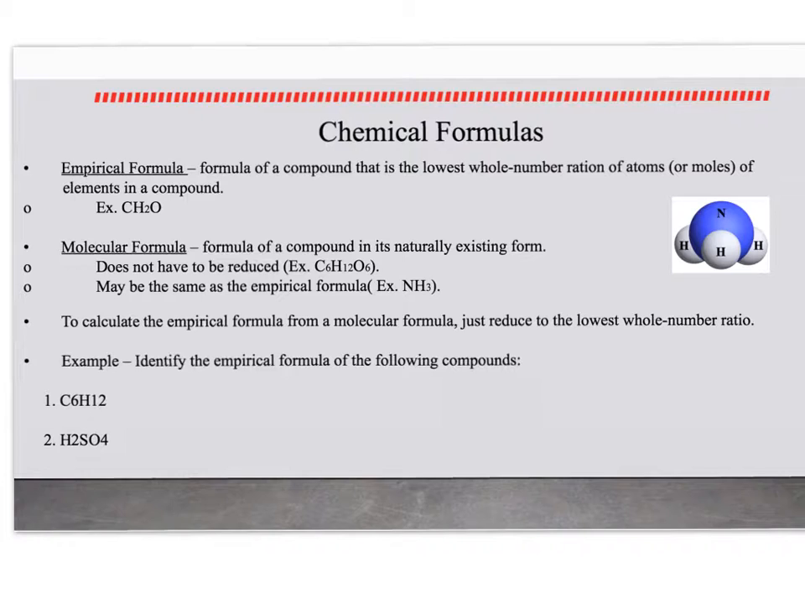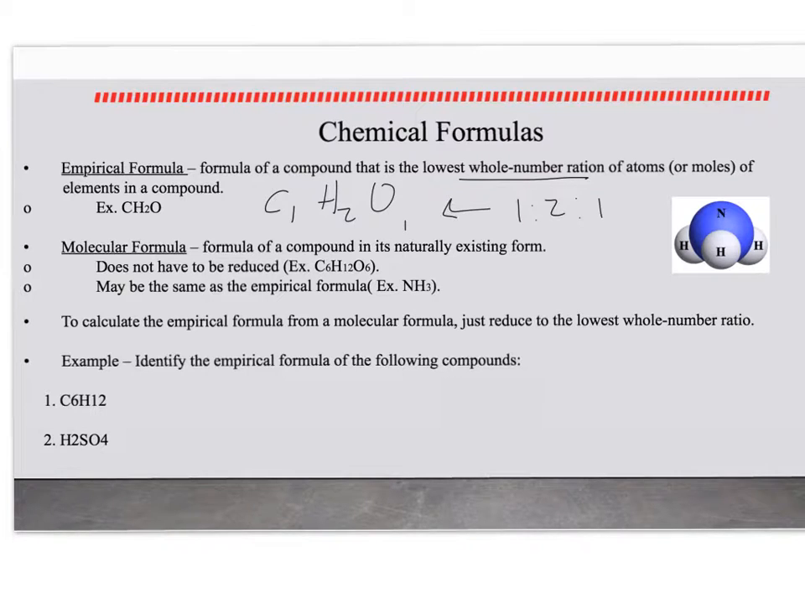So there are 2 different formulas that we can use to describe the chemical formula. The first one is known as an empirical formula. This is the formula of a compound that is the lowest whole number ratio of atoms or moles of elements in a compound. So looking at CH2O, the subscripts are 1 for the carbon, 2 for the hydrogen, and 1 for the oxygen. These numbers are in the lowest whole number ratio. So your carbon, hydrogen to oxygen is a 1 to 2 to 1 ratio. If you can't reduce it any more than it already is, that is an empirical formula.